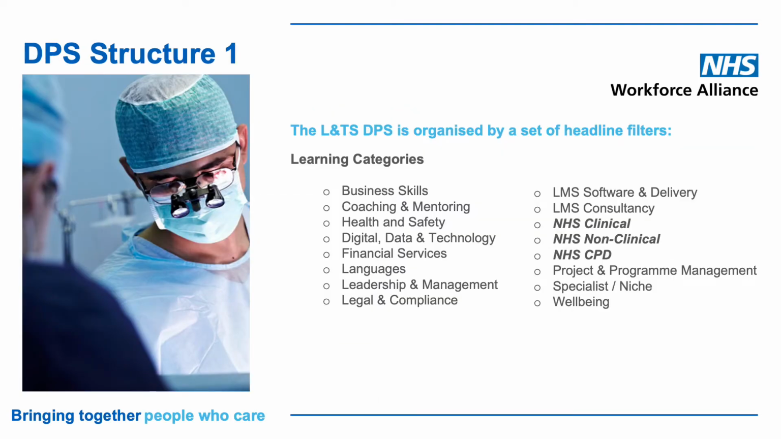Okay, so in terms of the DPS itself, in terms of its structure, as I said, it's organized into a set of headline filters, and these are the learning categories that I mentioned before. On here, you can see there's 16 different learning categories. And on the right-hand side, you can see embossed also actual NHS specific ones. So we've got NHS clinical, NHS non-clinical, NHS CPD. This set of filters hopefully helps you narrow down the selection of suppliers that can hopefully meet your needs. So if there's some sort of NHS clinical type training you require, then you can select that filter and it will show all the suppliers that have indicated that they can provide that type of training and that service.